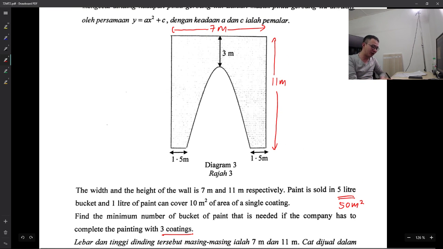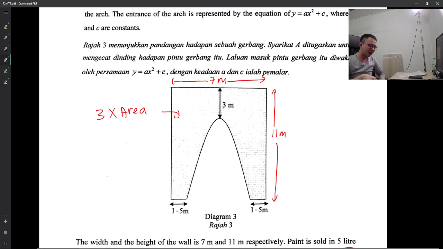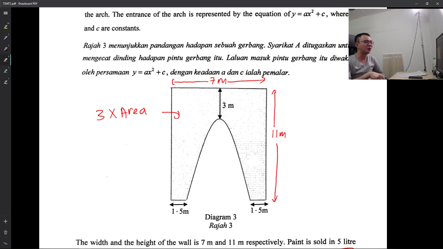So that means later you find the area over here, you need to multiply by 3, because the company wants to cover the paint 3 times. One time is 1 coating, so 3 coatings means they are going to cover 3 times over there. Okay, so right now my objective is I need to find the area of the wall here.